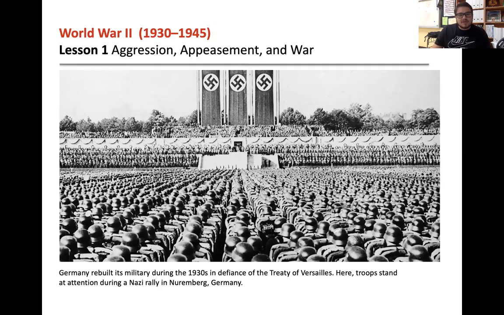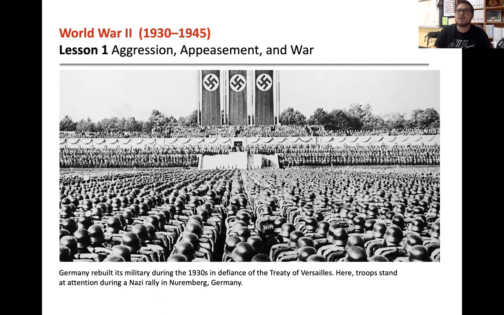Germany rebuilt its military during the 1930s in defiance of the Treaty of Versailles. Here, troops stand at attention during a Nazi rally in Nuremberg, Germany. First, a quick reminder of what the Treaty of Versailles is. At the end of World War I, the League of Nations was formed, a group of all the nations that survived World War I: the United States, England, Britain, Japan, and so on, everyone who had anything to do with it.